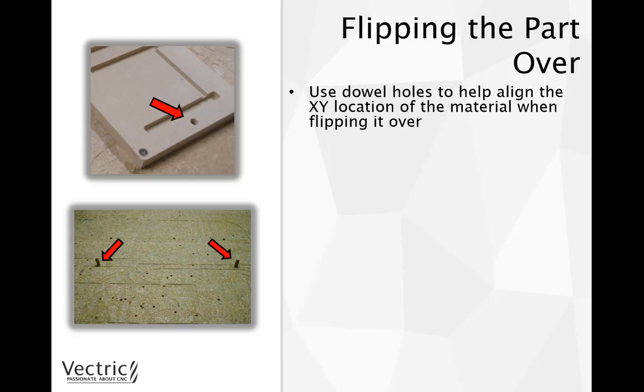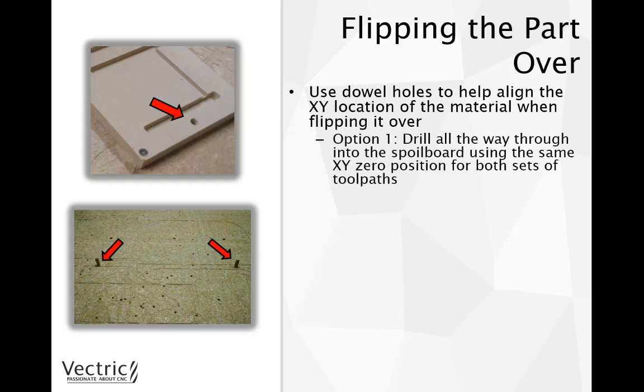Now there are two ways to approach this. And so one way of doing this: when you're cutting the top side of your job, you'll want to machine all the way through the part and into the spoil board, and use the same XY0 position for both sets of toolpaths.